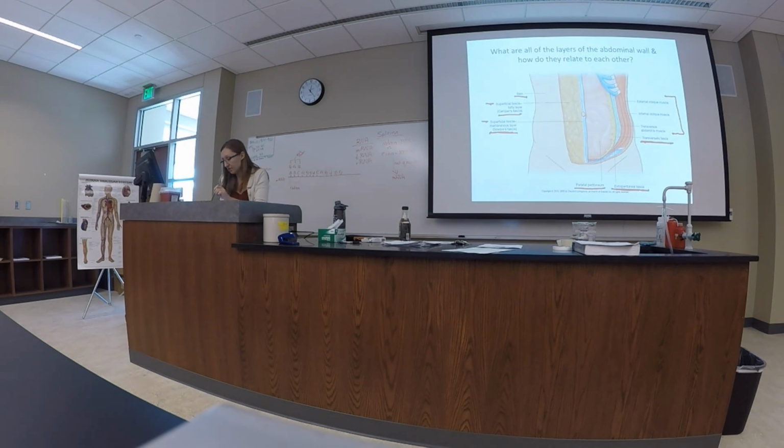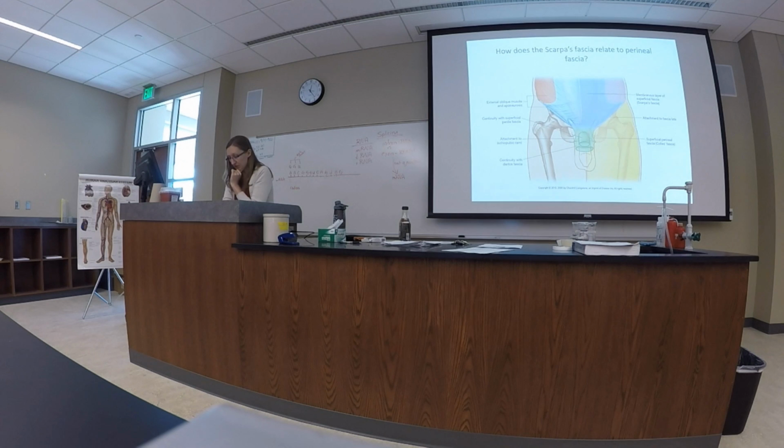So then let's talk about some of those layers a little bit more. Back to the Scarpa's fascia. Like I said, the Camper's fascia and Scarpa's fascia kind of fuse. The Camper's fascia dwindles out and just becomes a little part of the Scarpa's fascia down low in the abdomen. But the Scarpa's fascia continues on into the perineal area and is continuous with the superficial perineal fascia, also known as the Colles fascia, and also the superficial penile fascia around the penis.